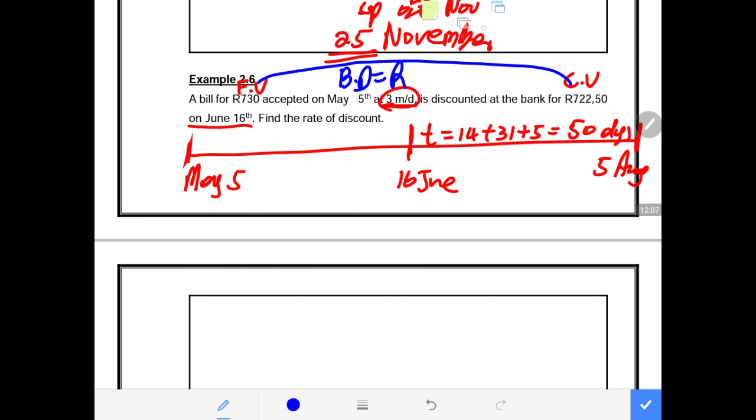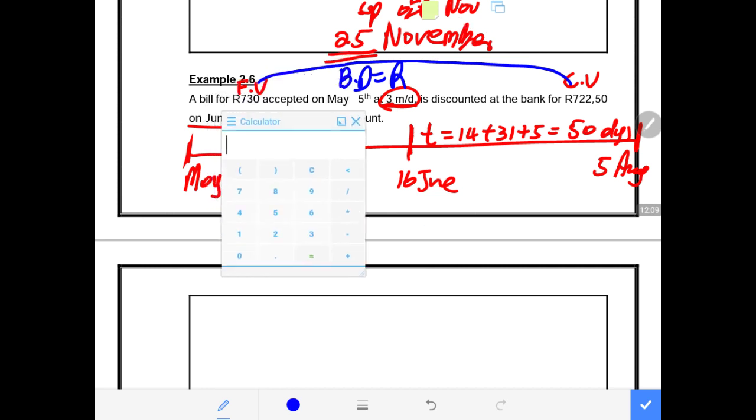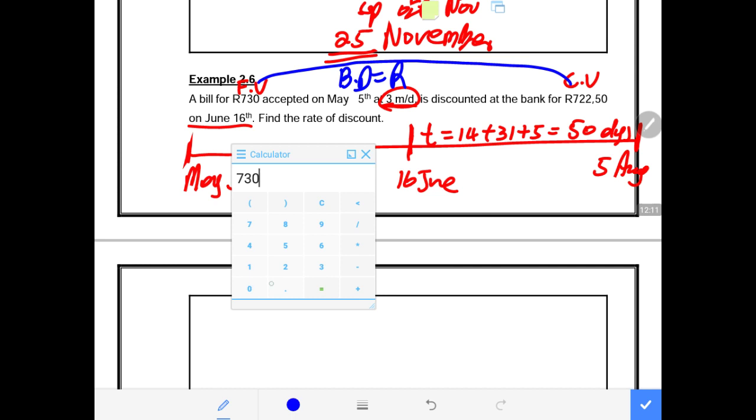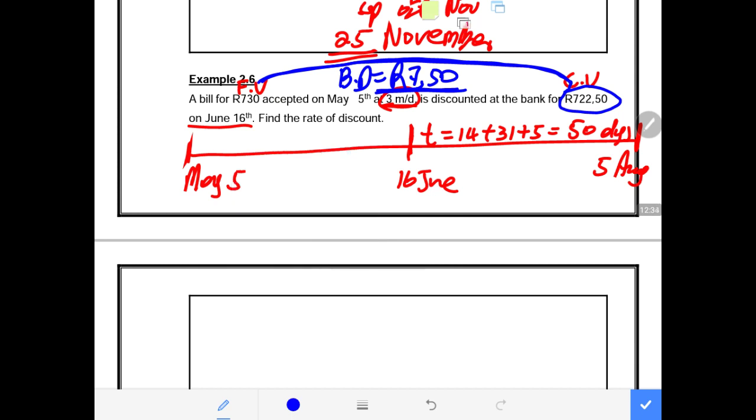And our banker's discount in this case will just be 730 minus 722.50. So we have 7 rand 50 cents. That means the bank will charge us interest and only give us 722 rand 50 cents instead of the full amount of 730. Then that will be kept for the next 50 days. Then after, I will be charged for the 50 days.